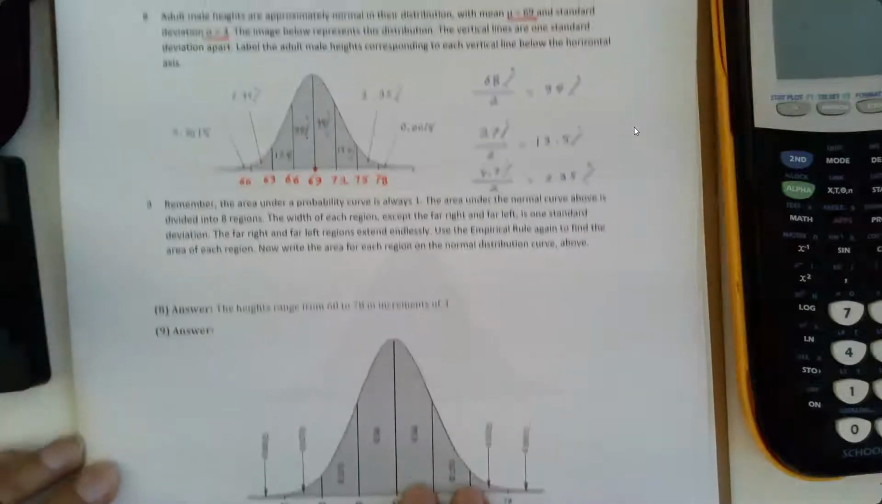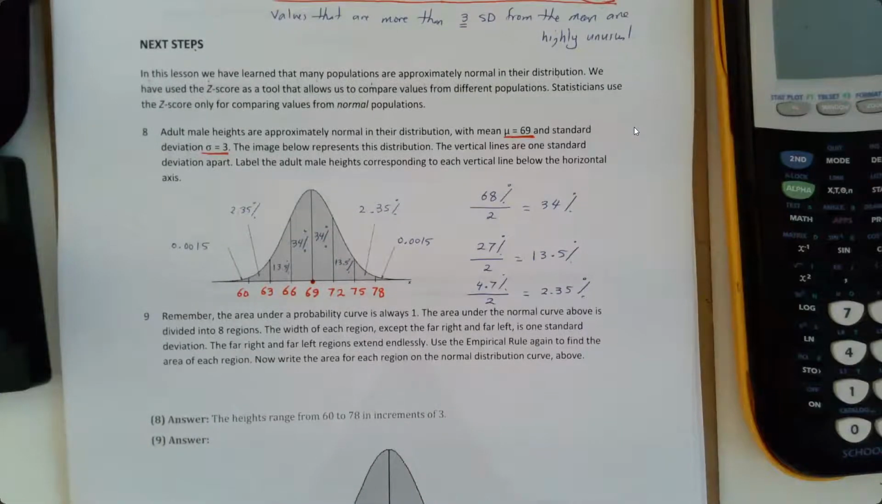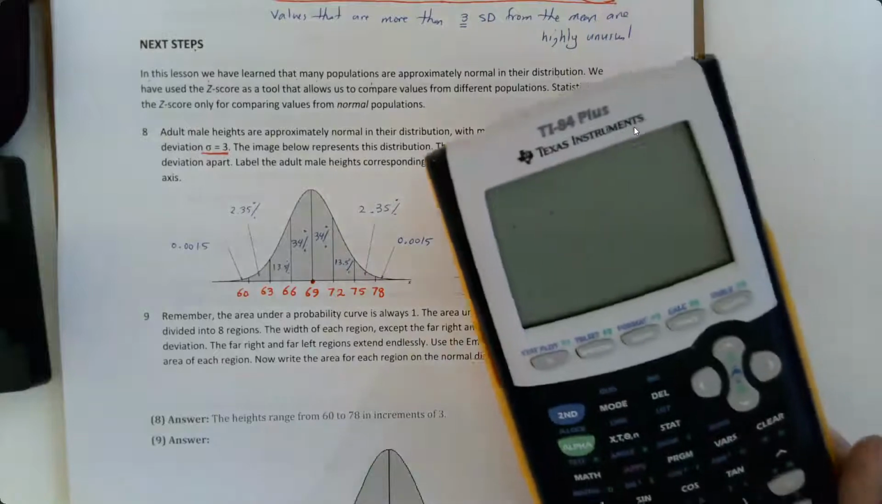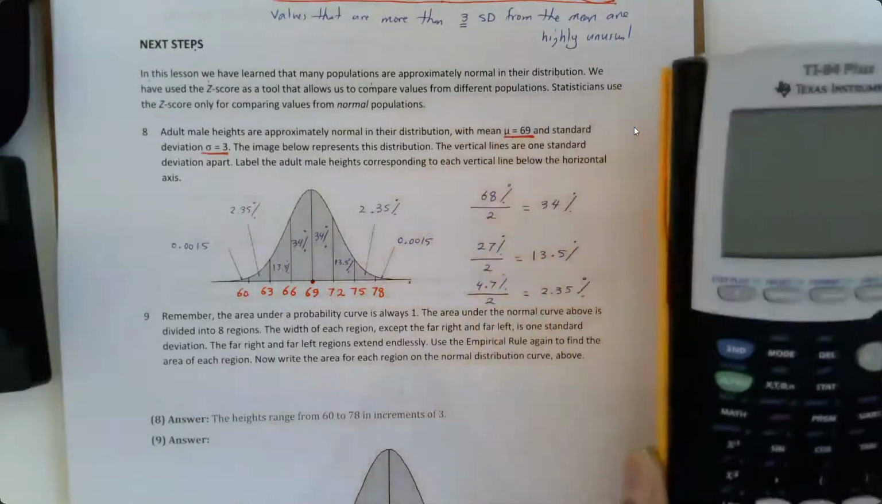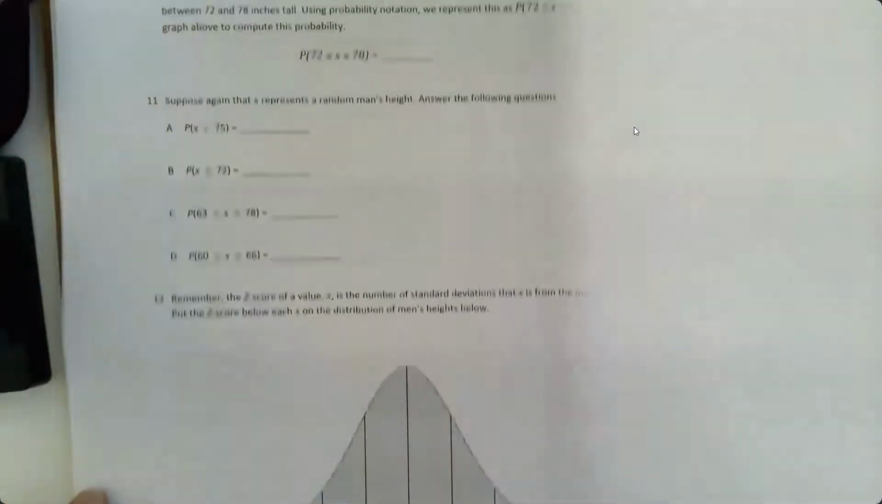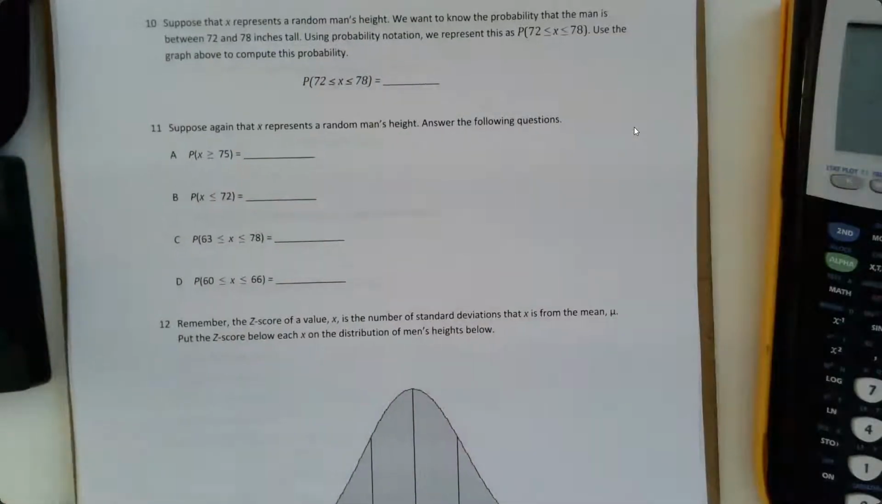So last time we started talking about the empirical rule, and now we're going to use our calculator to find the probabilities. Very well. Let us move on to the next page. On the next page, we have these questions.